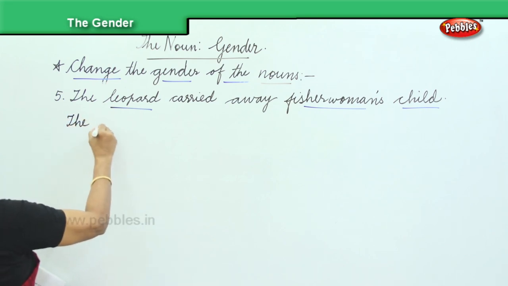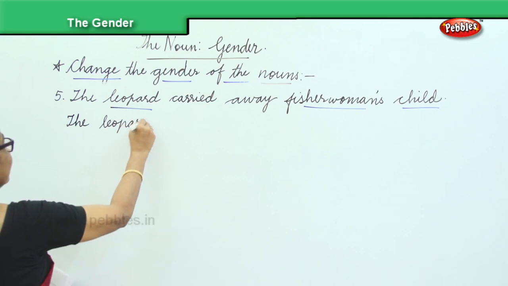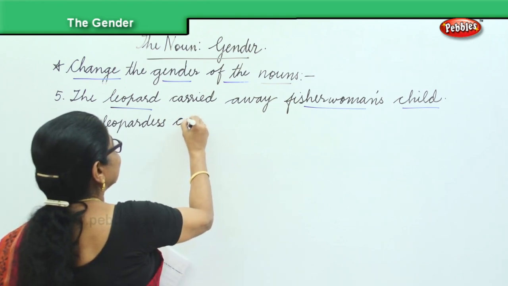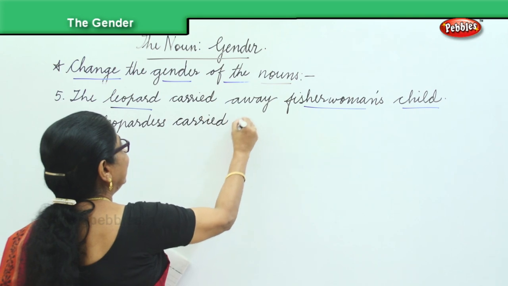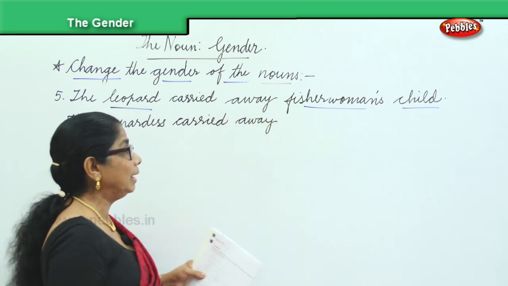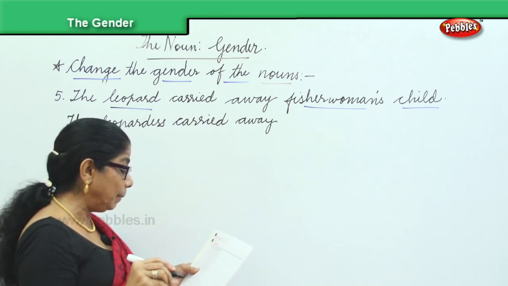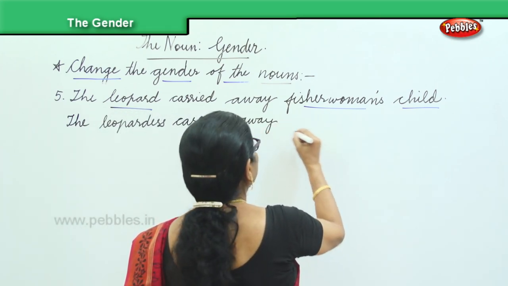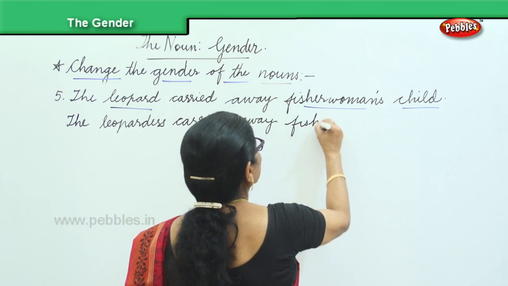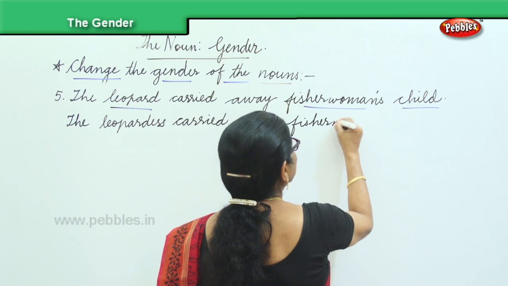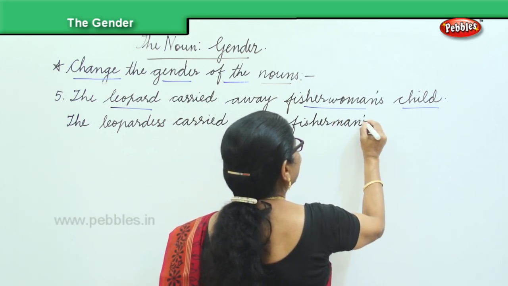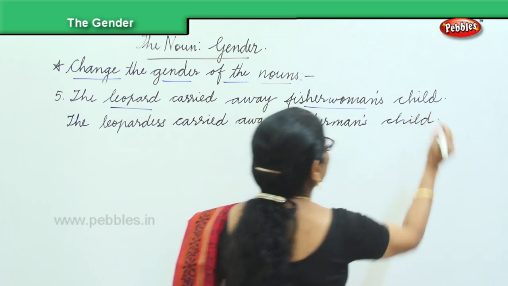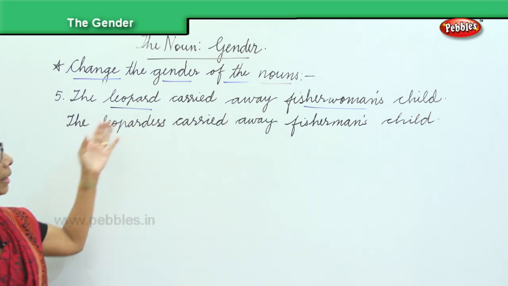The leopardess. You add ESS, become female. The leopardess carried away. Fisherman, fisherwoman's child will become... Okay, you can leave it. The leopardess carried away fisherman's child. You don't need to do that. That's a neuter gender. Okay, so the leopardess.